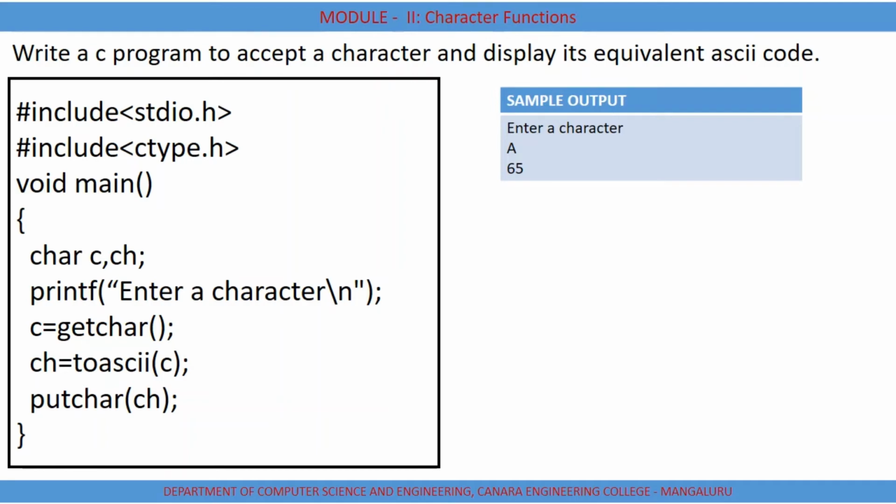Next I have to display that ASCII code, so I have used the putChar function here, putChar ch, because the ASCII code is now stored in the ch variable. So this statement putChar ch will display the equivalent ASCII code.